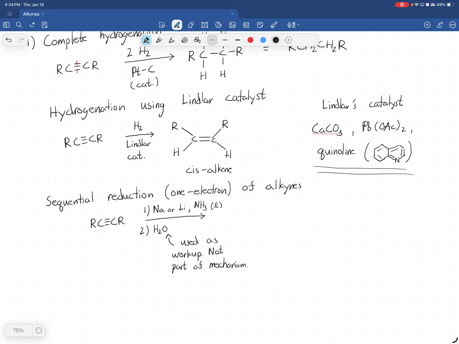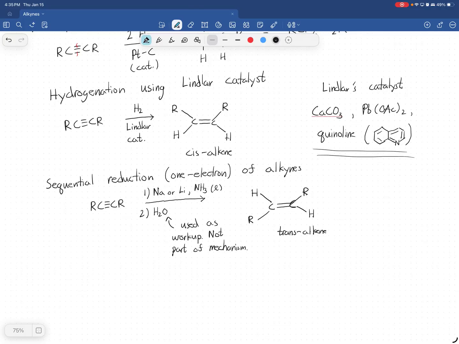All right, and what we get here is the trans alkene, sorry. Oh, sorry, I should put a C there. Okay, so we get the trans alkene.